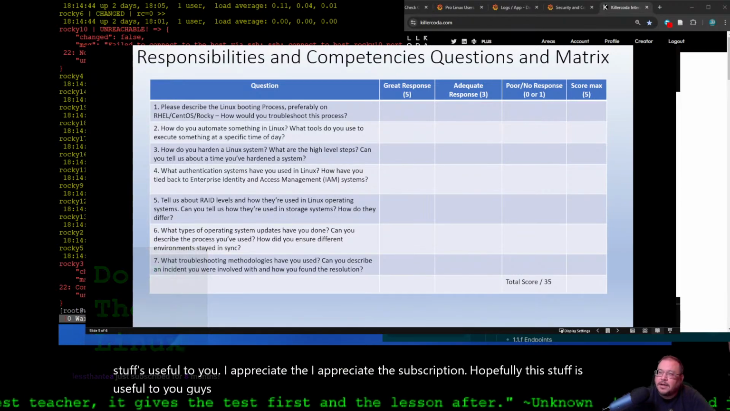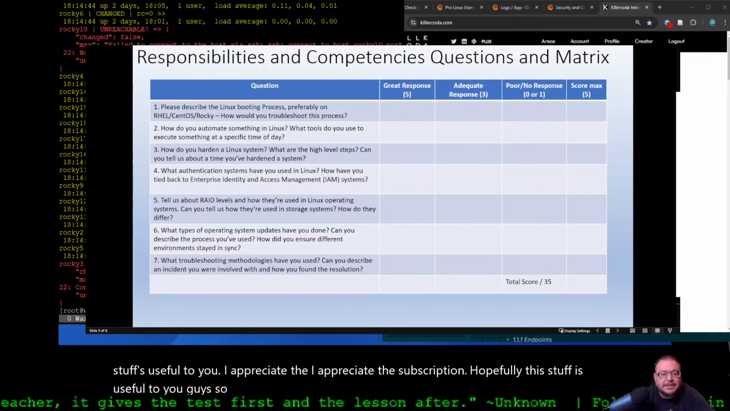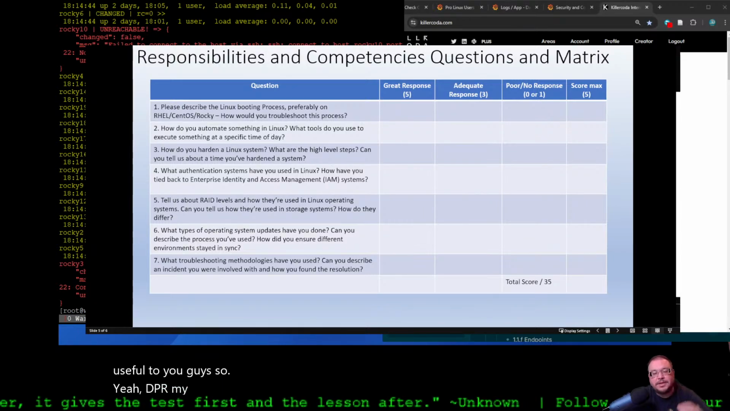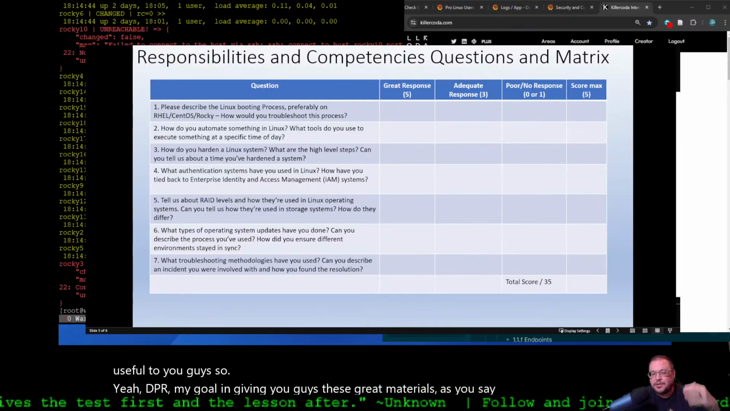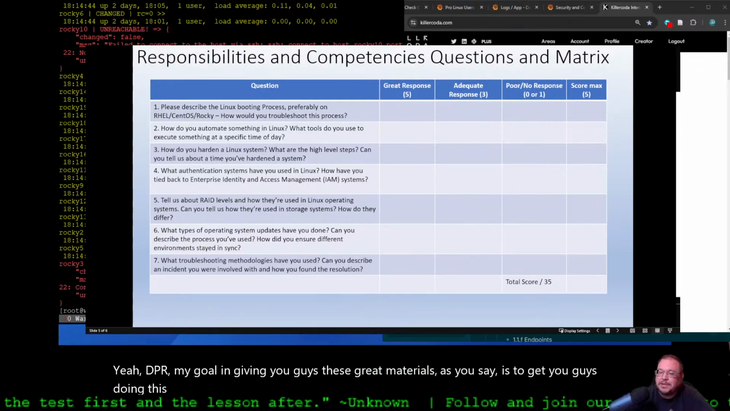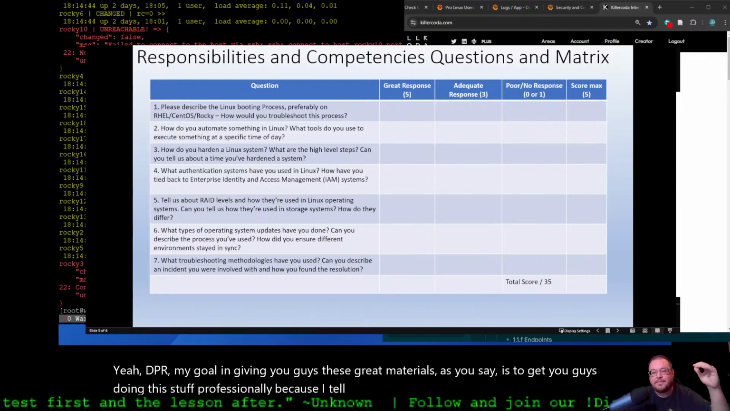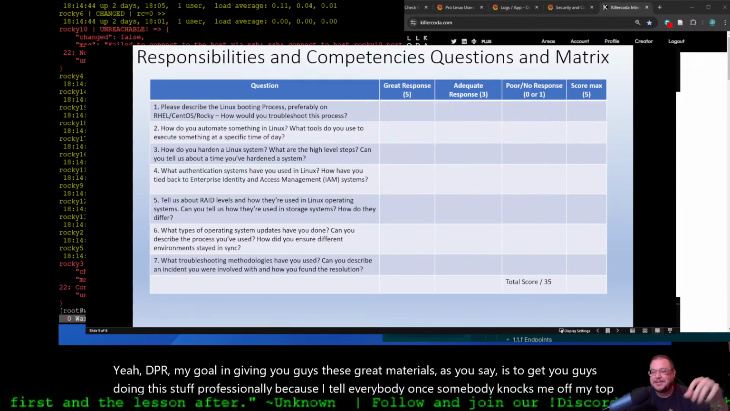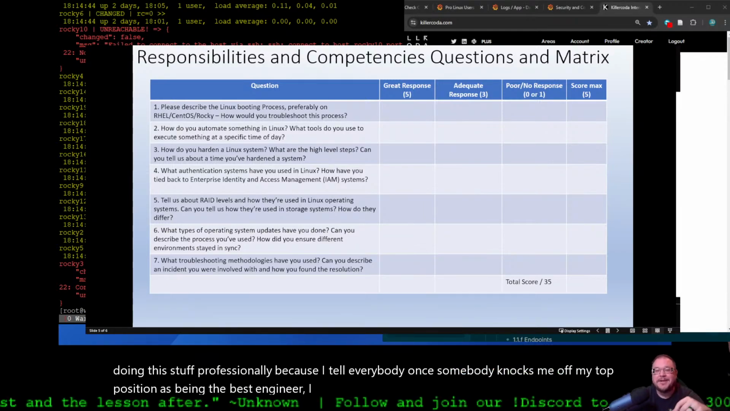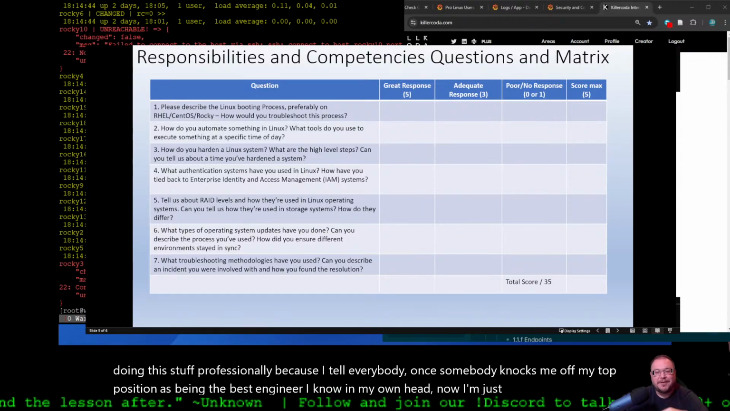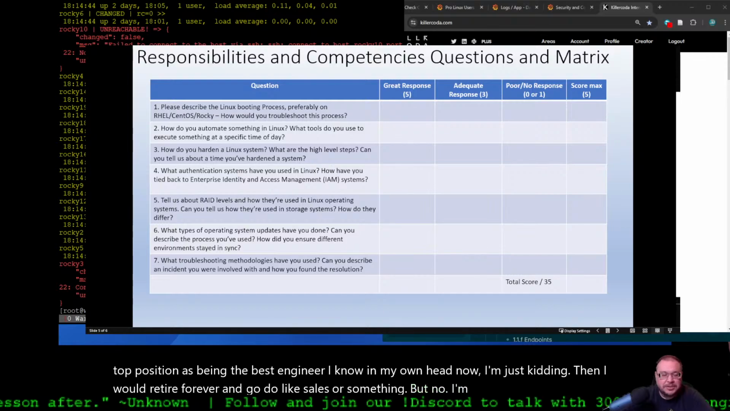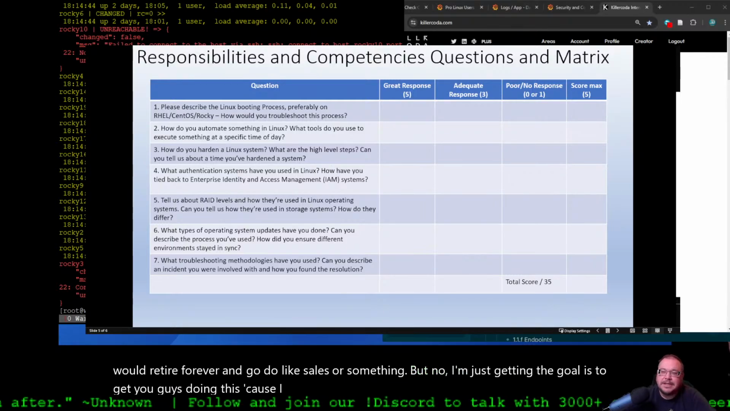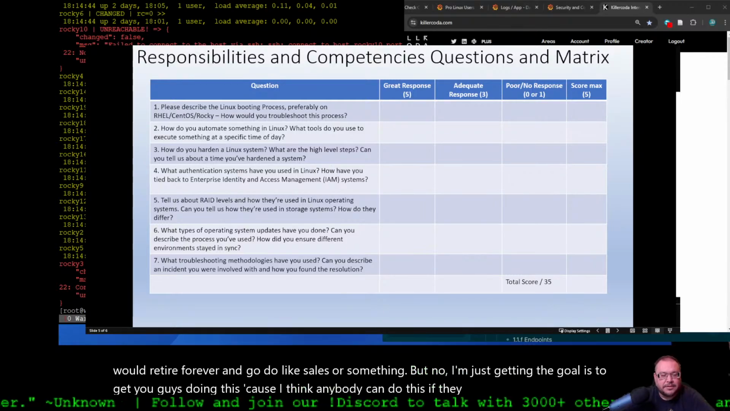So, yeah, DPR, my goal in giving you guys these great materials, as you say, is to get you guys doing this stuff professionally. Because I tell everybody, once somebody knocks me off my top position as being the best engineer I know in my own head. No, I'm just kidding. Then I would retire forever and go do like sales or something. But no, I'm just kidding. The goal is to get you guys doing this because I think anybody can do this if they really wanted to work at it and get good at it.